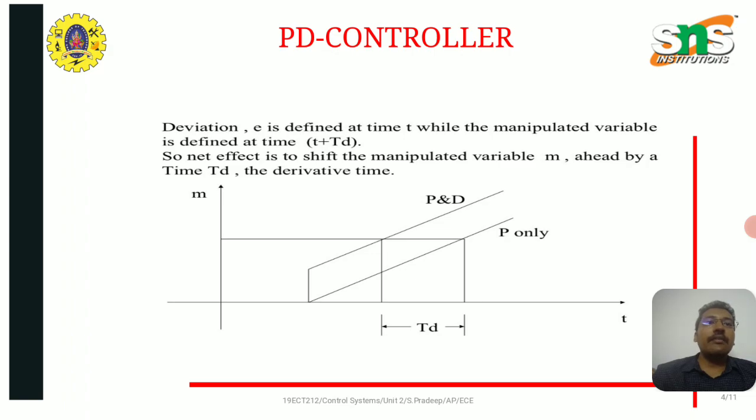Deviation E is defined at time t, while the manipulated variable is defined at time t plus Td. So net effect is to shift the manipulated variable M ahead by a time Td, the derivative time.